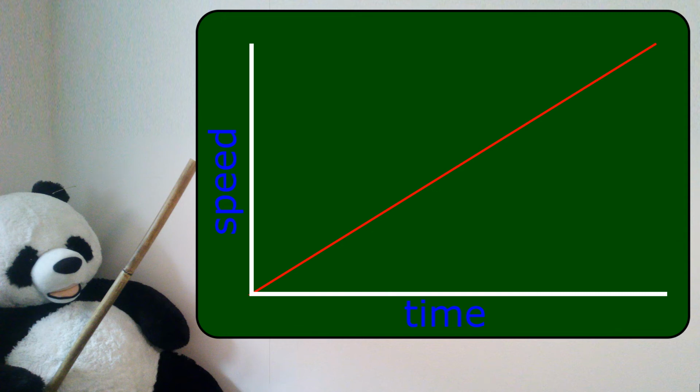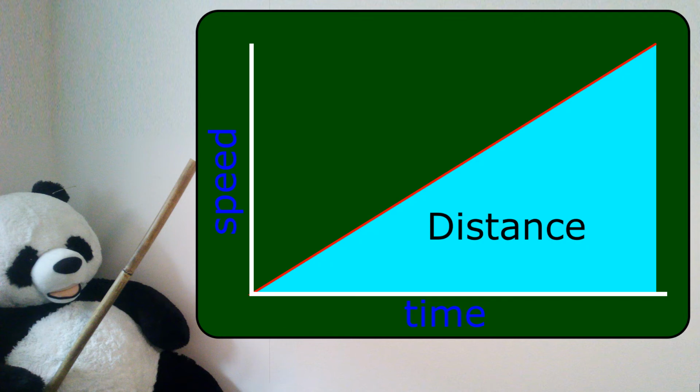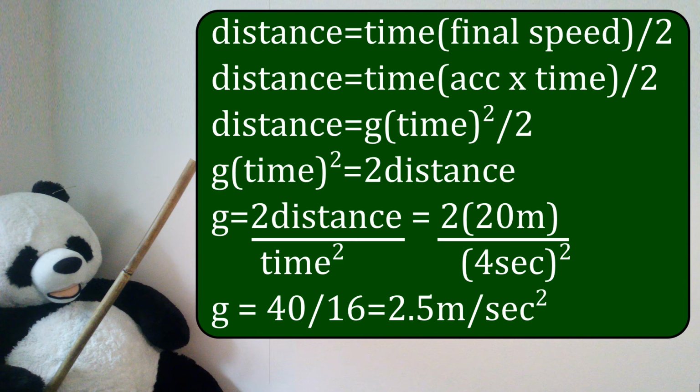So when you've got a constant acceleration, you wind up with the graph of your speed with respect to time that looks something like this. And the distance you get can be represented by this triangle here. On one side we have the time, and the other side we have your speed at the end. So the area of that triangle, or the distance you travel, is equal to time times the final speed divided by 2, since it's a triangle.